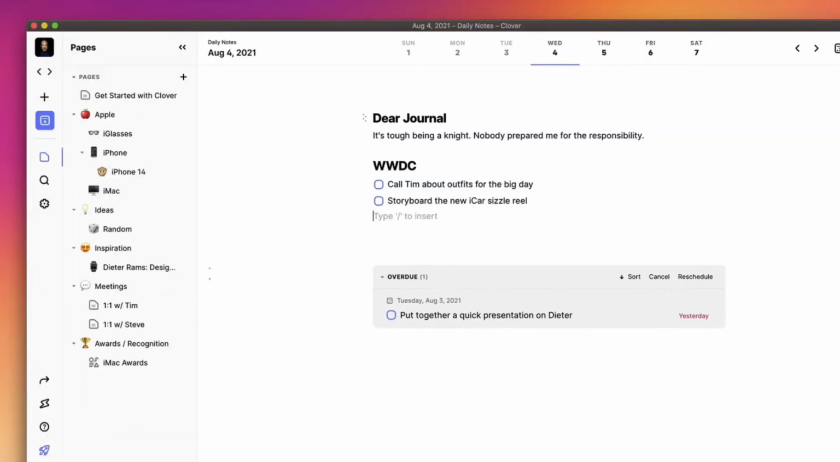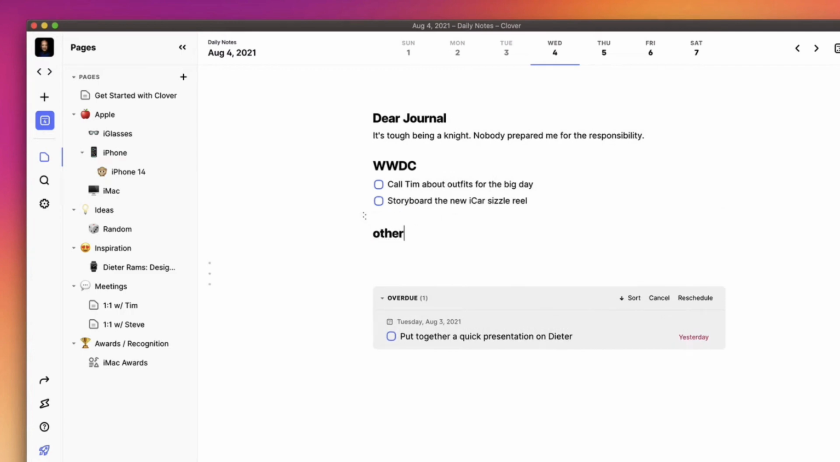So for those who are migrating from Clover Notes, we're going to dive into some alternatives.